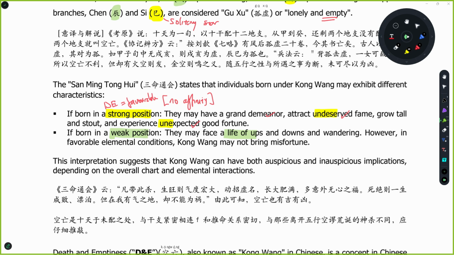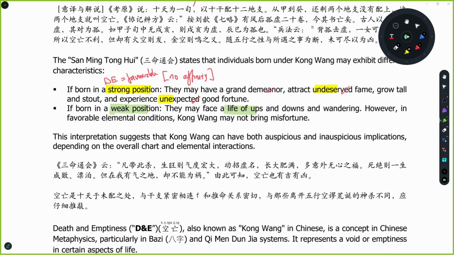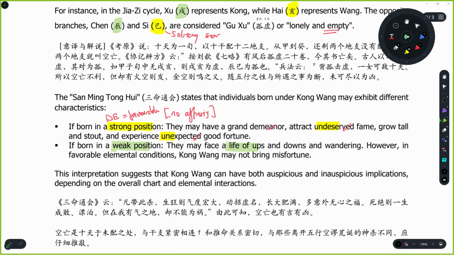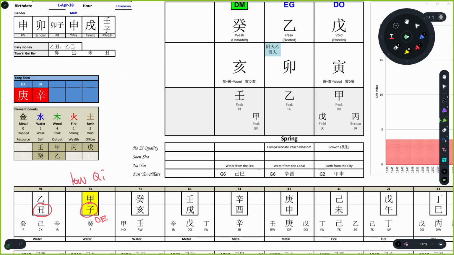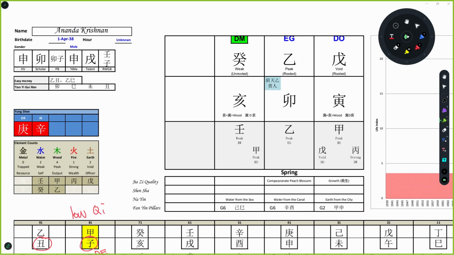Okay, so in a way, step number one, we identify what will be your D&E, and secondly, where is it? And once we identify where it is, we have to consider whether that element will be favorable or otherwise. How we read: coming back to Ananda Krishnan, Ananda Krishnan is Kueh water. Kueh water born in spring, at the peak of spring, is weak and not so unrooted. Therefore, he will be considered a bit weak.